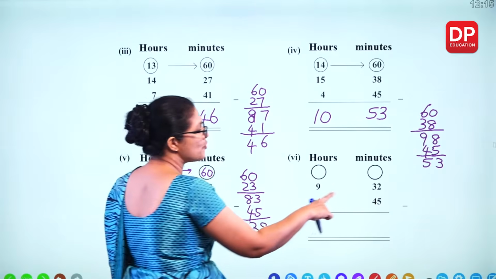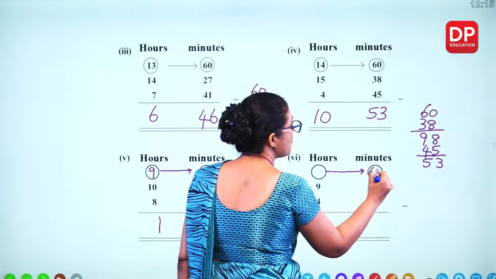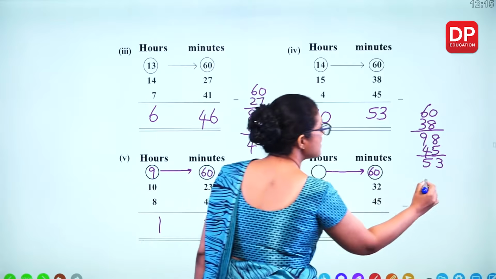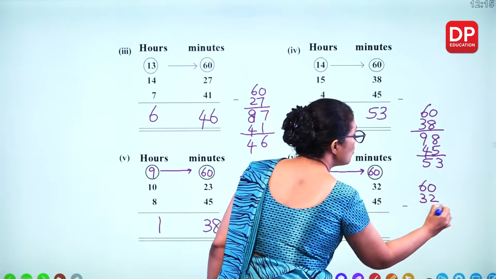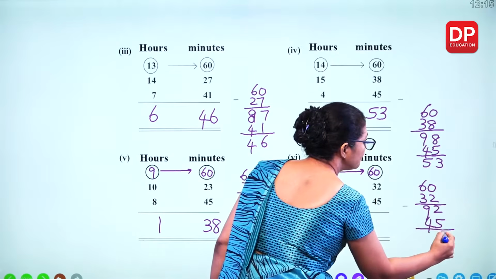This one you can't subtract 45 from 32. So take 60 from that. 60 plus 32, you get 92. Now subtract 45.